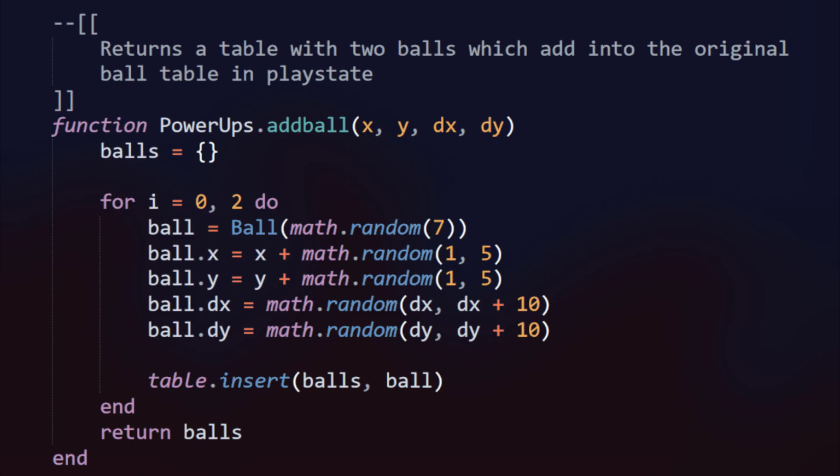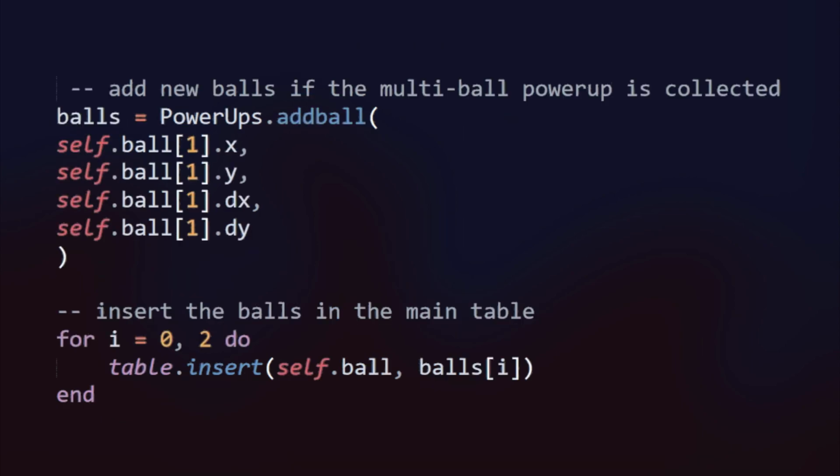In the power-ups class, there is a function called powerups.addBall, which takes in x, y, dx and dy as the parameters, and based on those parameters, it generates a slightly randomized set of values, assigns it to a ball variable and returns it. And in the play state, the values of the first ball in the main ball table are sent as the parameters, and then the returned ones are added into the main ball table.